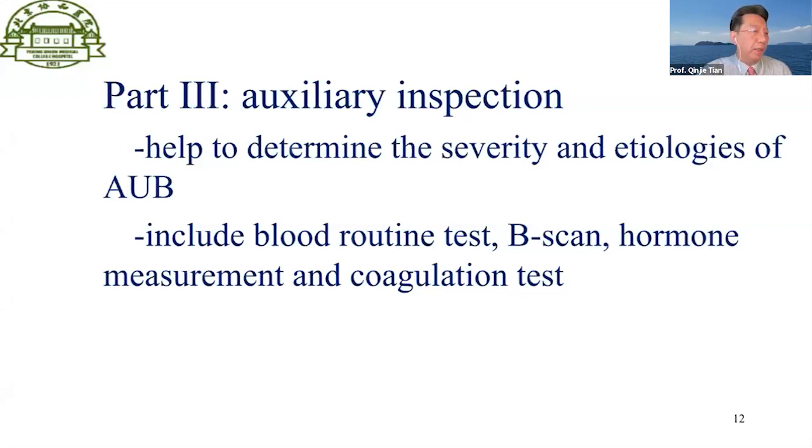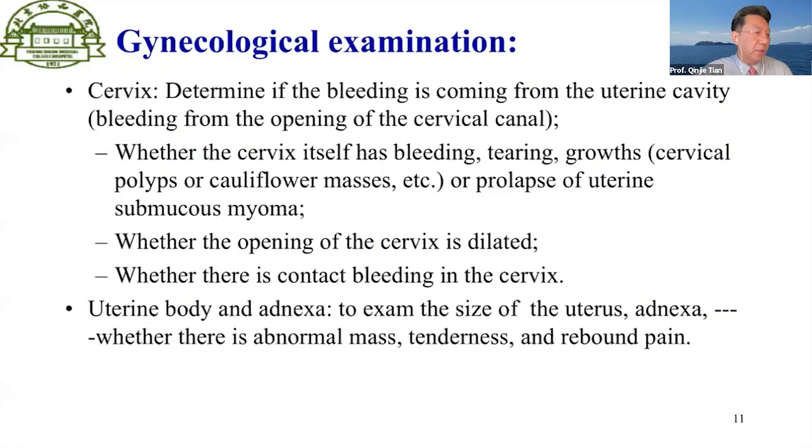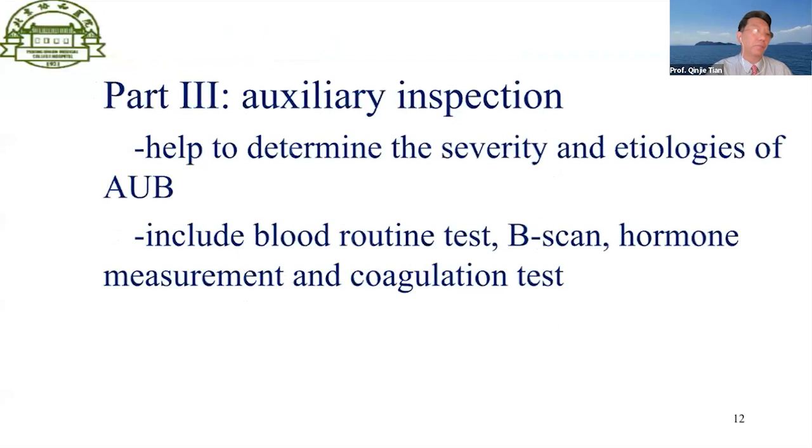Uterine body and adnexa. Palpate the size of the uterus and adnexa, noting the presence of any masses, tenderness, or rebound pain. Part 3, auxiliary inspection. This helps determine the severity and etiology of AUB, and includes blood routine test, pelvic ultrasound, hormone measurement, and a coagulation test.